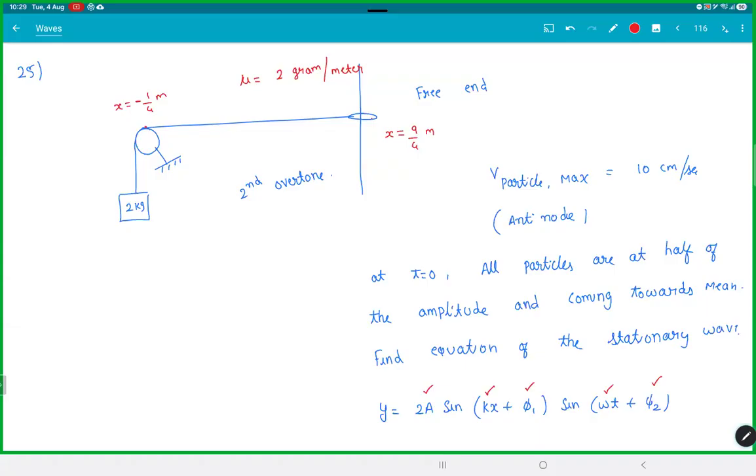Don't try to find everything. Start with something. Try to find the value of k, the value of omega. Try one by one. You'll figure out. Try. I'll give you 2-3 minutes and then I'll show you.